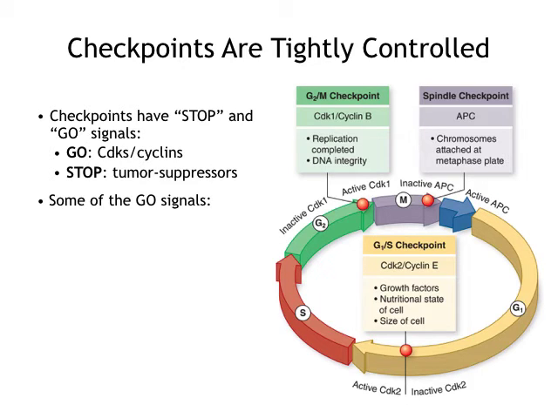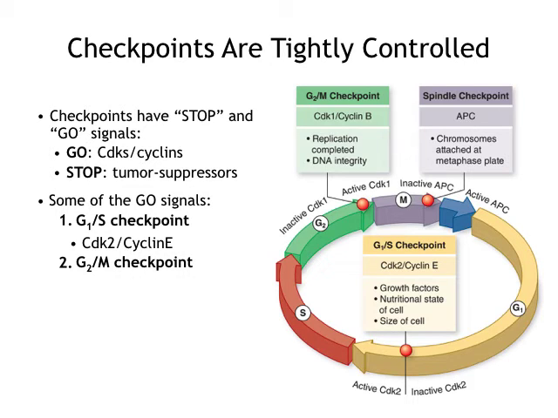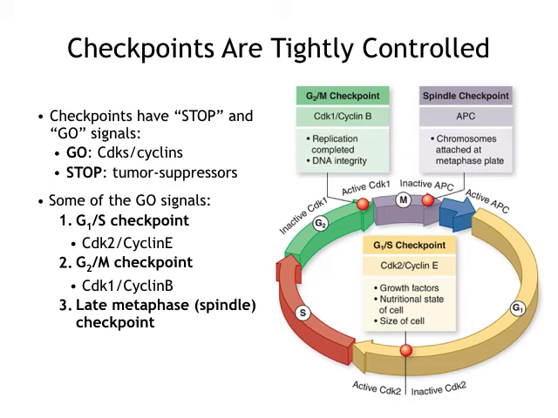So some of the go signals, you don't have to know these, but just so you know, we've identified some of these CDK cyclin pairs. For the G1 phase to S phase transition, we have CDK2 and cyclin E. For the G2 to M phase transition, we have CDK1 and cyclin B. And for that late metaphase checkpoint, we actually have proteins called the anaphase promoting complex. So these are all go signals that say, go to the next step, go to the next step.